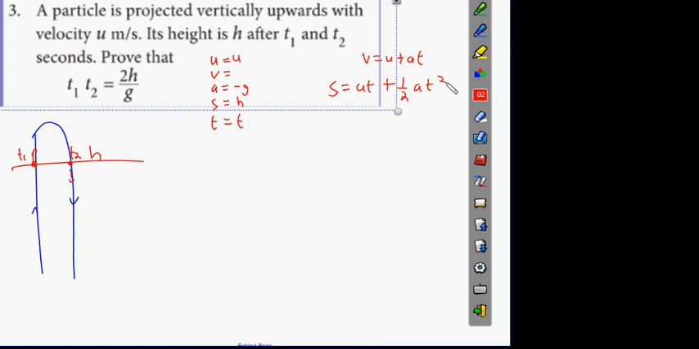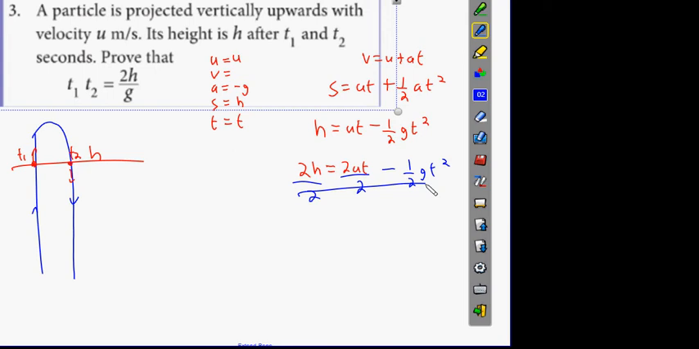Now look at this one. We get h, which is what we wanted. We get ut. And then we're going to get minus a half gt squared. Now, looking at this, it's a quadratic equation, alright, but it has so many different variables in it. So let's get rid of that half for a start. What we do is this: 2h equals 2ut minus gt squared. Get rid of the halves. Bring the gt squared over the other side: gt squared minus 2ut plus 2h. Now that's a quadratic equation.